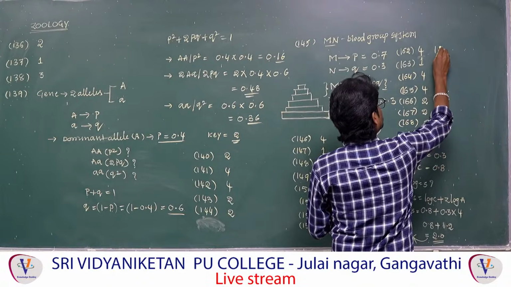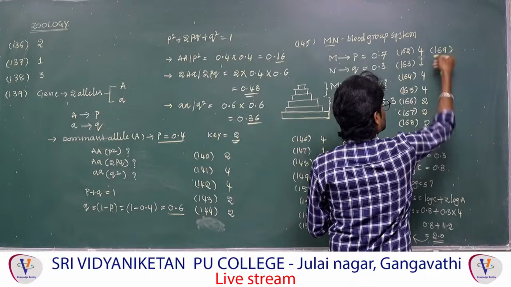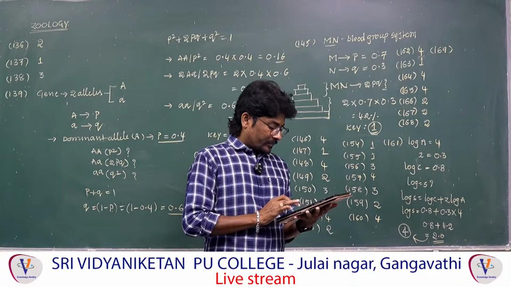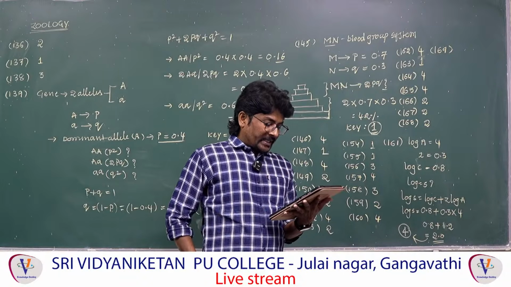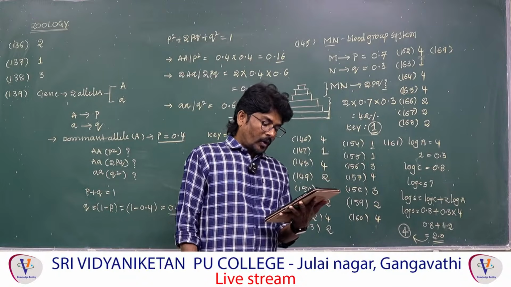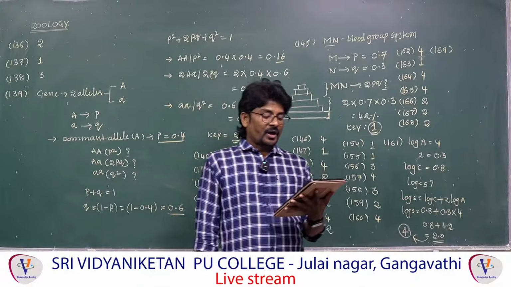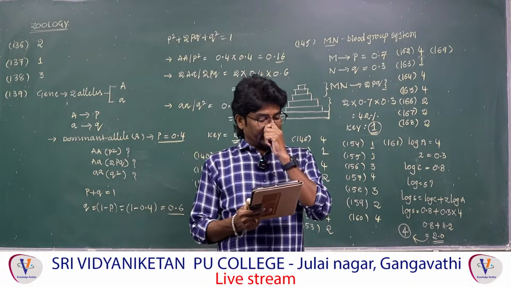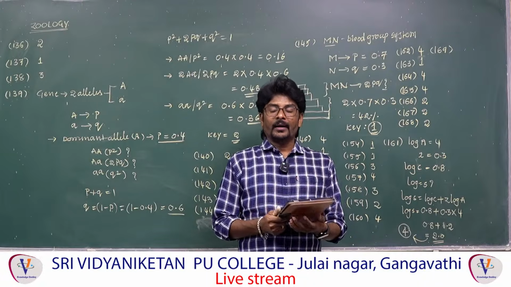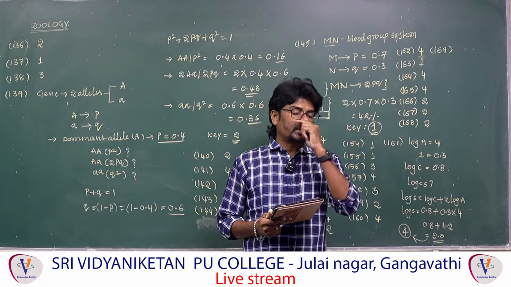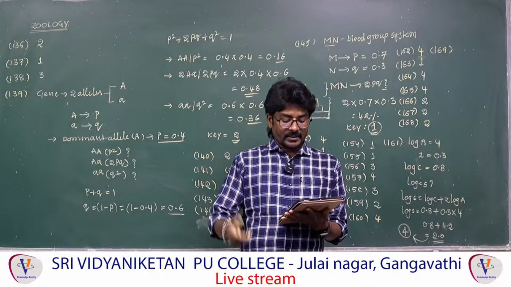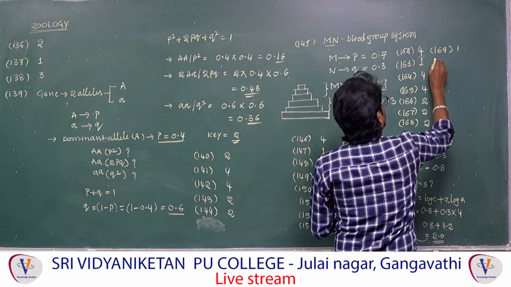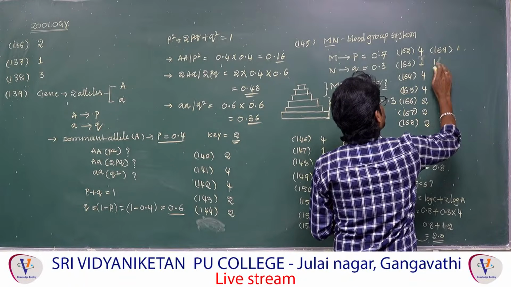Next, question number 169. The percentage of water and proteins in a straw colored viscous fluid like plasma is, of course, in plasma 90 to 92% of water is present, 8% of protein. So, correct option is first option. Next, 170.